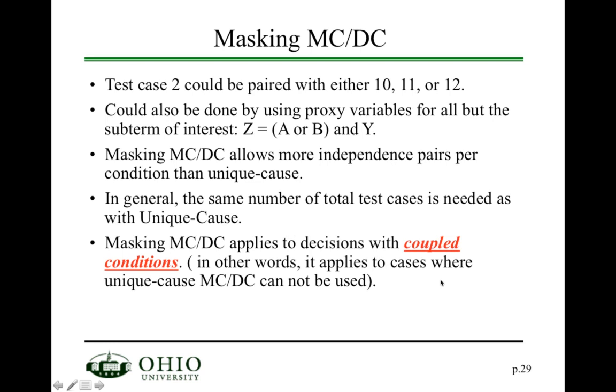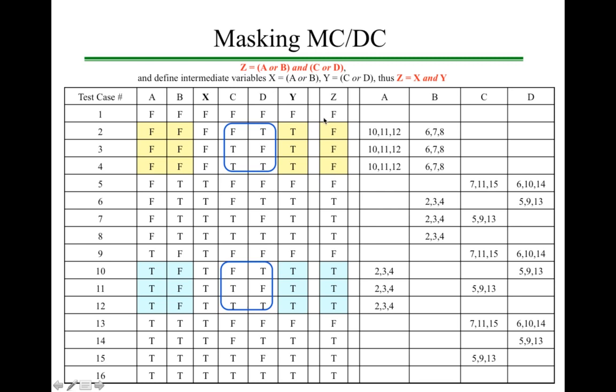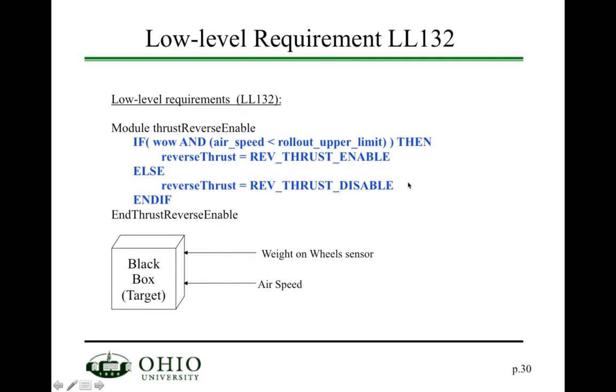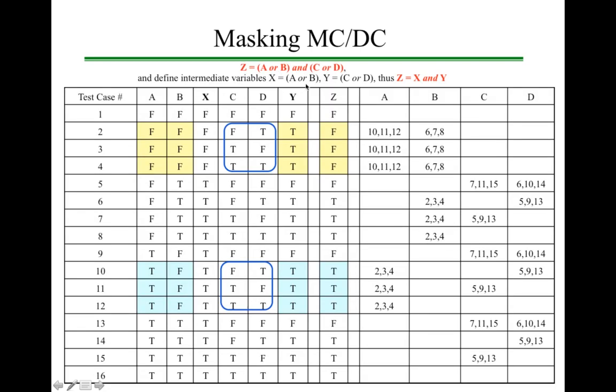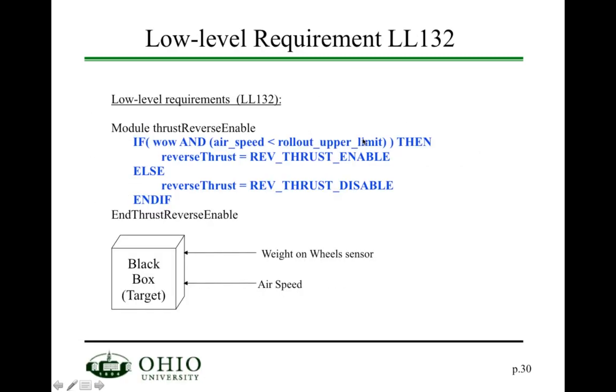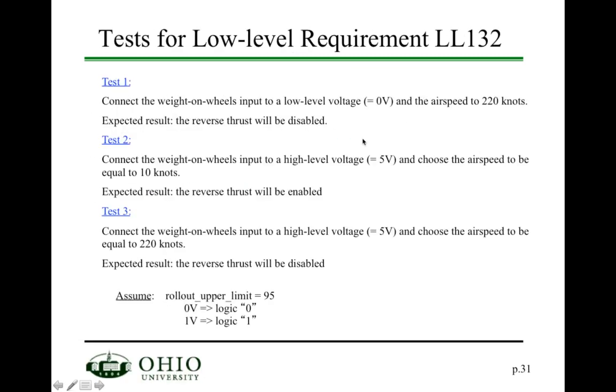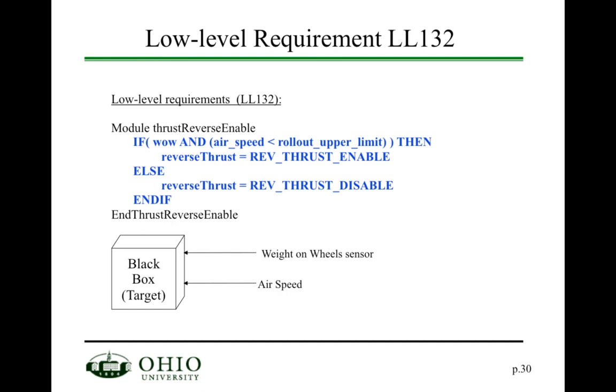Now, this is perfect when you have coupled conditions, and this is the one where we have, for example, A or B and A or D. Okay, I was going to give you an example of that, but before I do that, let's just look real quickly at some test case conditions here.